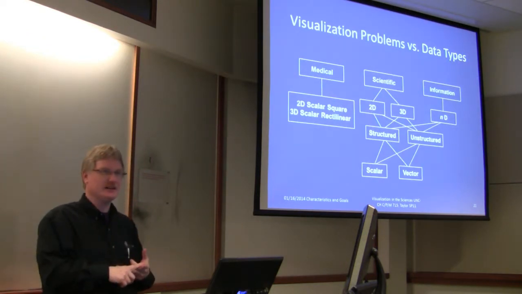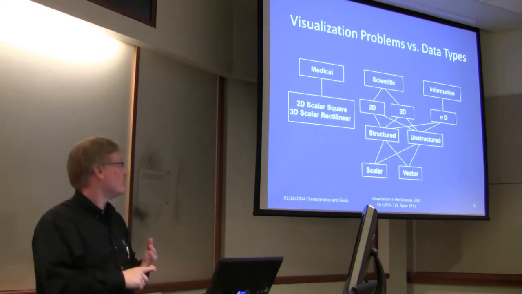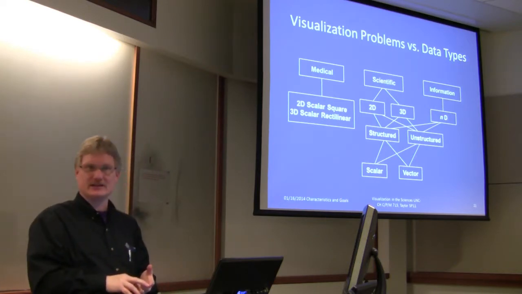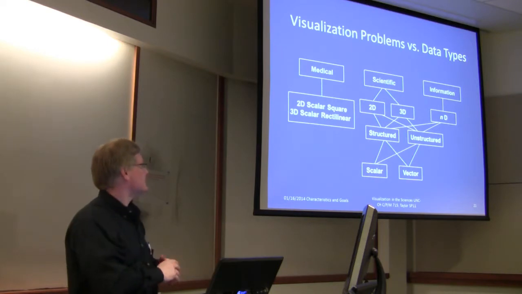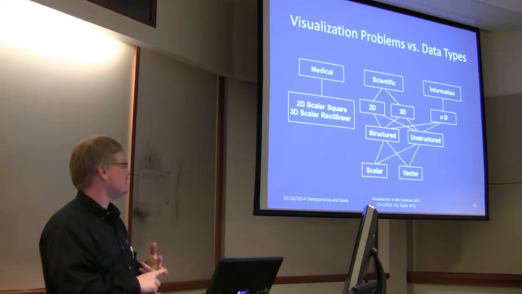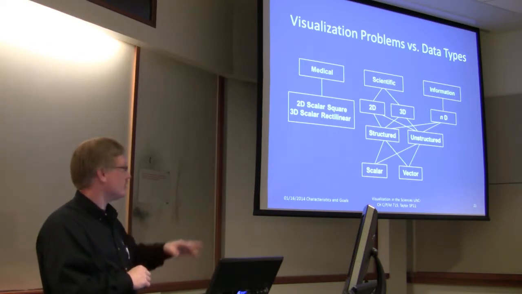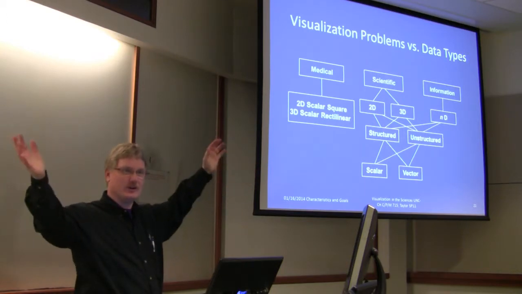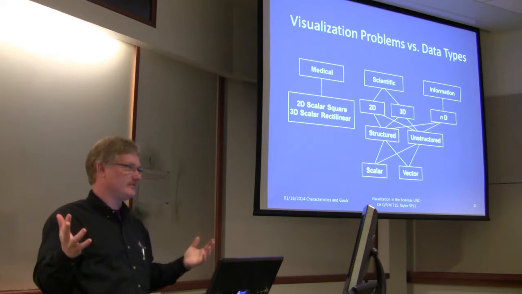So medical data is very commonly 2D scalar square or 3D scalar rectilinear, right? It's CAT scans, MR scans, X-rays, and so forth, images. Scientific data is usually 2D or 3D, can be structured or unstructured, often a scalar or vector. And information visualization is n-dimensional, who knows what kind of structure it is, it's usually unstructured and sometimes not even spatial.